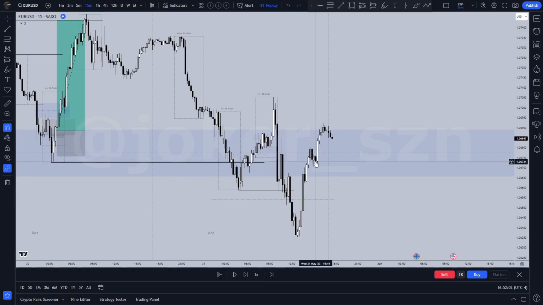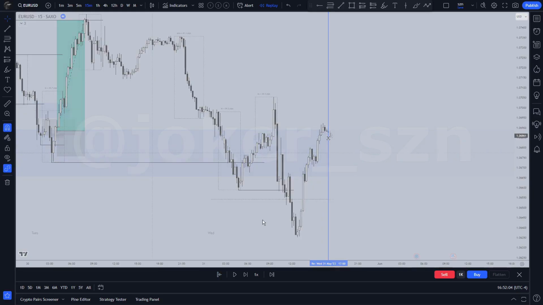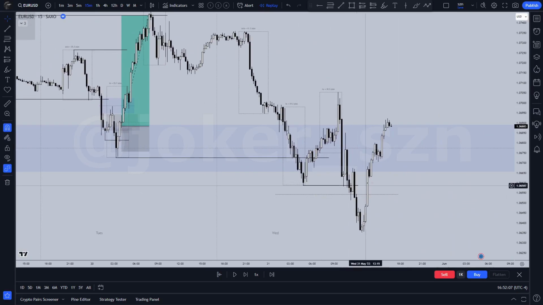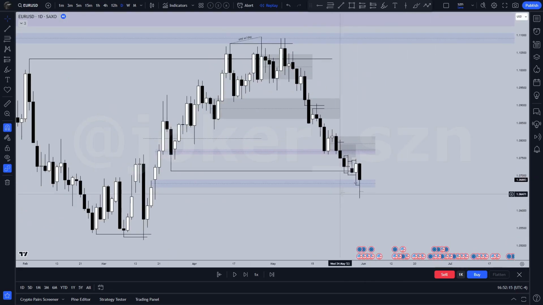So we have the daily close right here, and as we can see we've closed back again above this daily volume imbalance. So we have respected the daily volume imbalance, right?